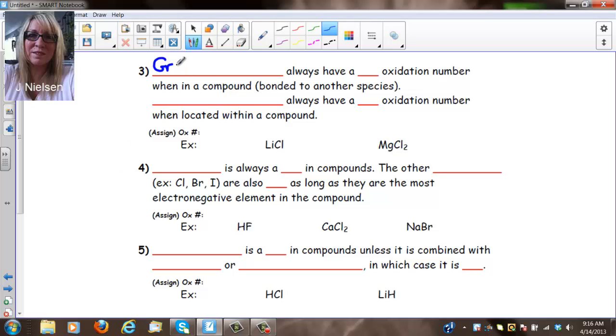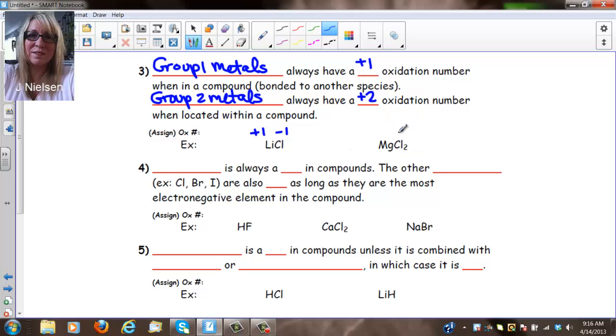Group 1 metals always have a +1 oxidation state. If you look down all your group 1 elements, in the upper right hand corner you see a +1. And group 2 metals always have a +2 oxidation number when located within a compound. Here's an example. Lithium's a group 1, so this is -1, this is +1. I didn't have to do any work there.